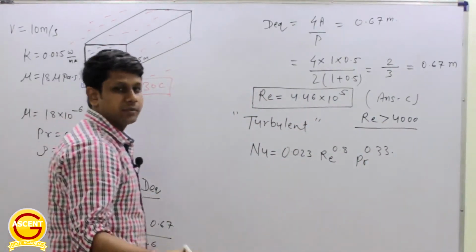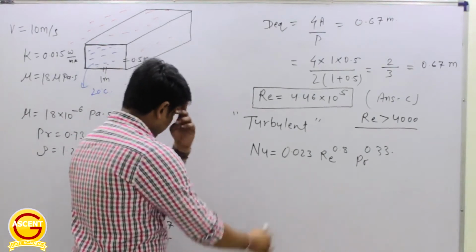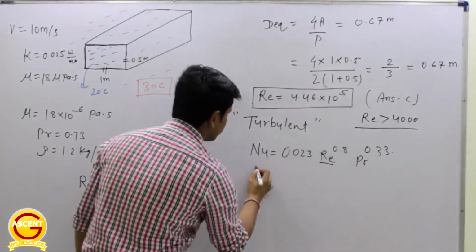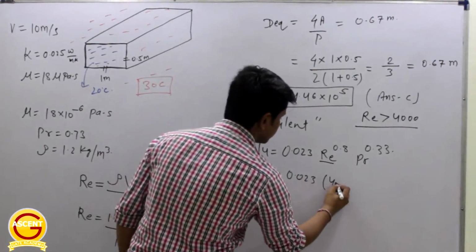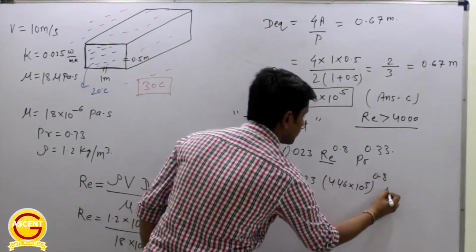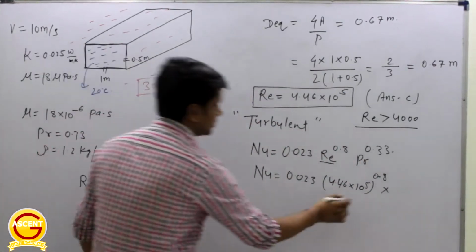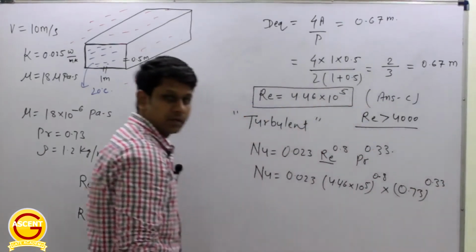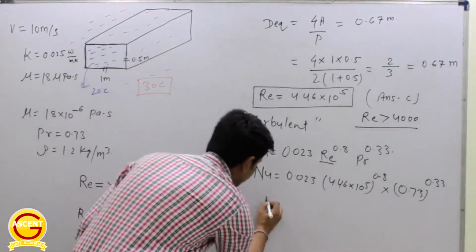And when he has given the equation, obviously we have to use that equation only. So put the values here. Reynolds number we have already calculated, 4.46 into 10 to the power 5. So Nusselt number will become 0.023 into Reynolds number 4.46 into 10 to the power 5, to the power 0.8, multiplied by Pr. Prandtl number is given as how much? 0.73. So it will be 0.73 to the power 0.33. Right? So from here you will get the Nusselt number value as 685.6.